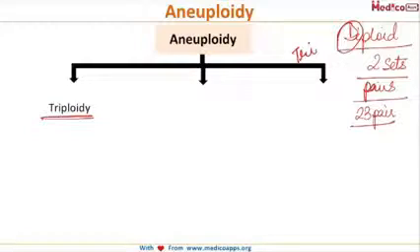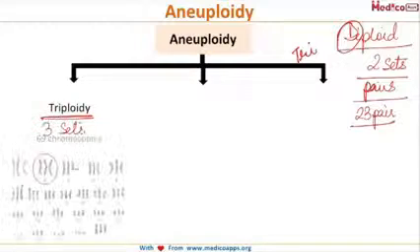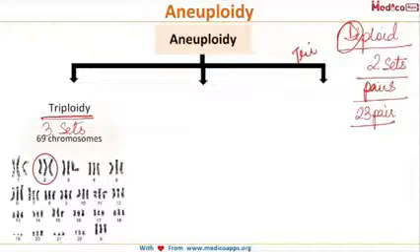All the chromosomes are present in 3 sets, and you can see this in this picture. There are 3 sets of all the chromosomes. So the total number of chromosomes will be 23 into 3, and that is 69 chromosomes. Now, the second type of aneuploidy and the most common type of aneuploidy, this is trisomy. So don't confuse it with triploidy.